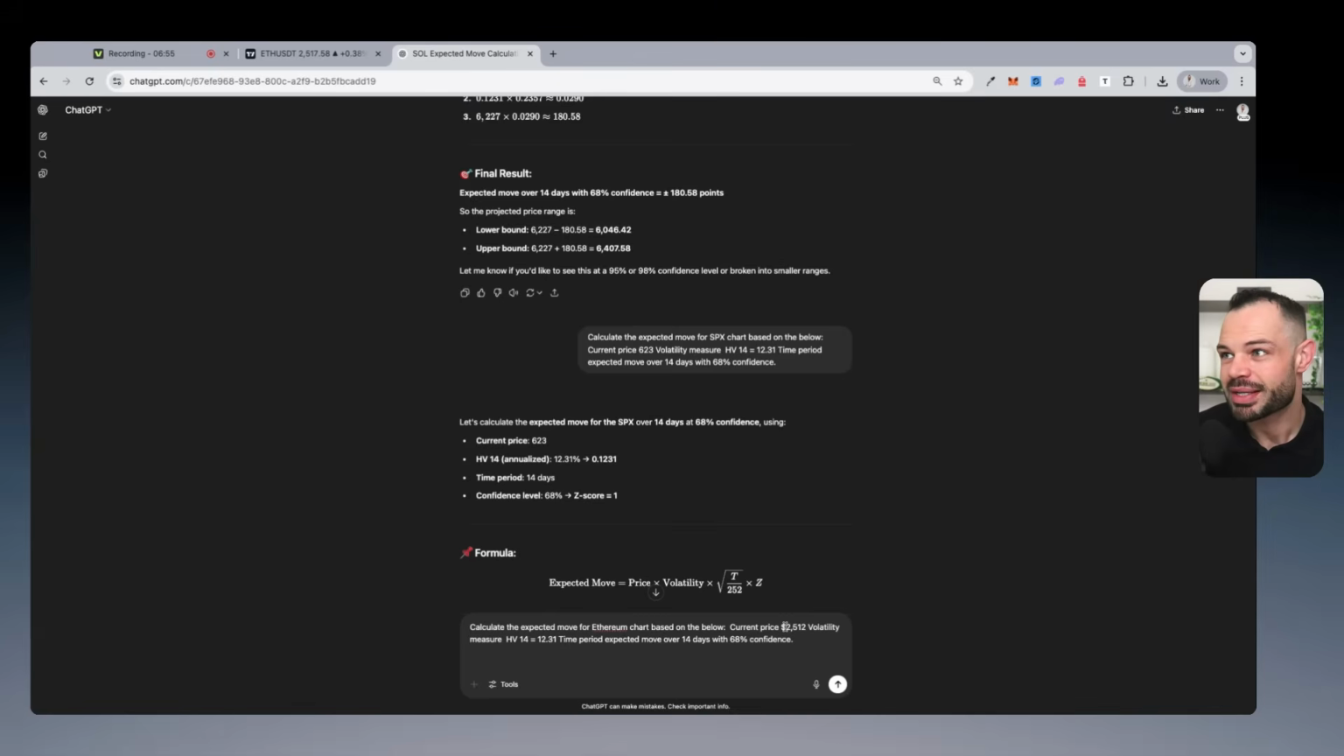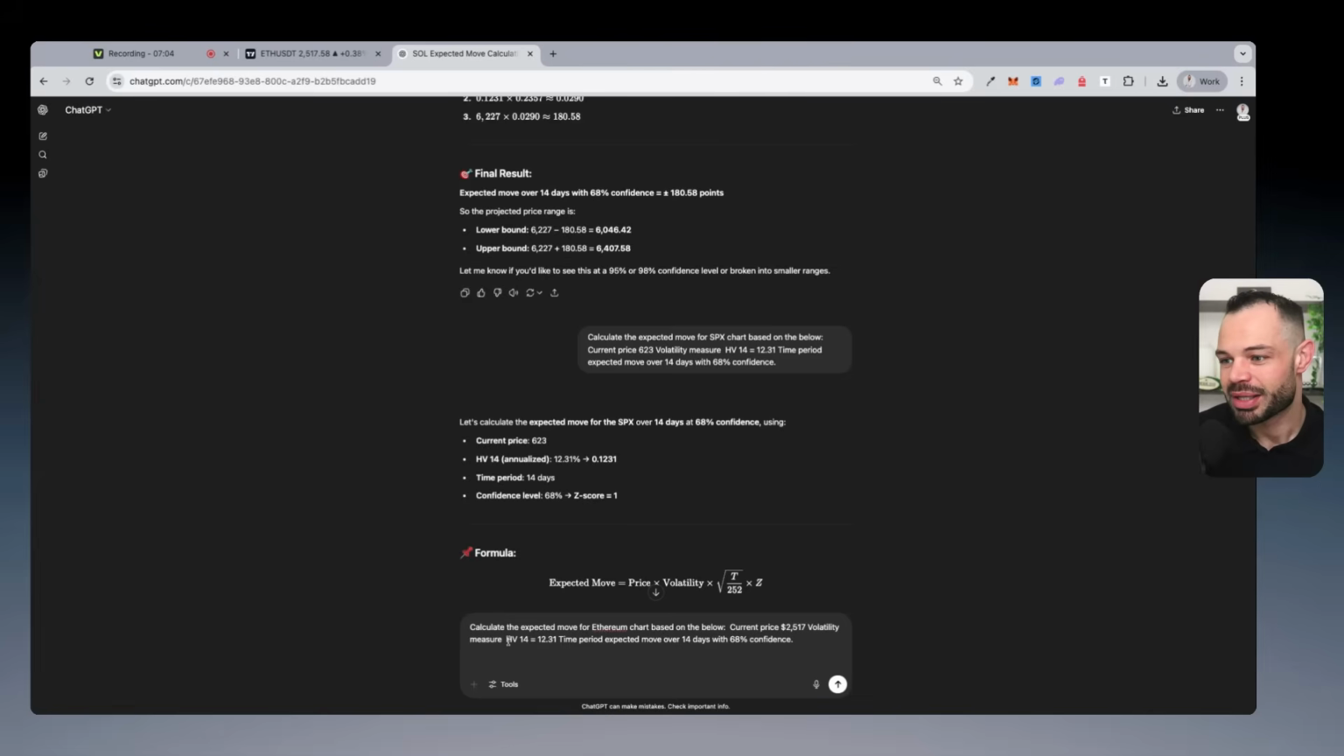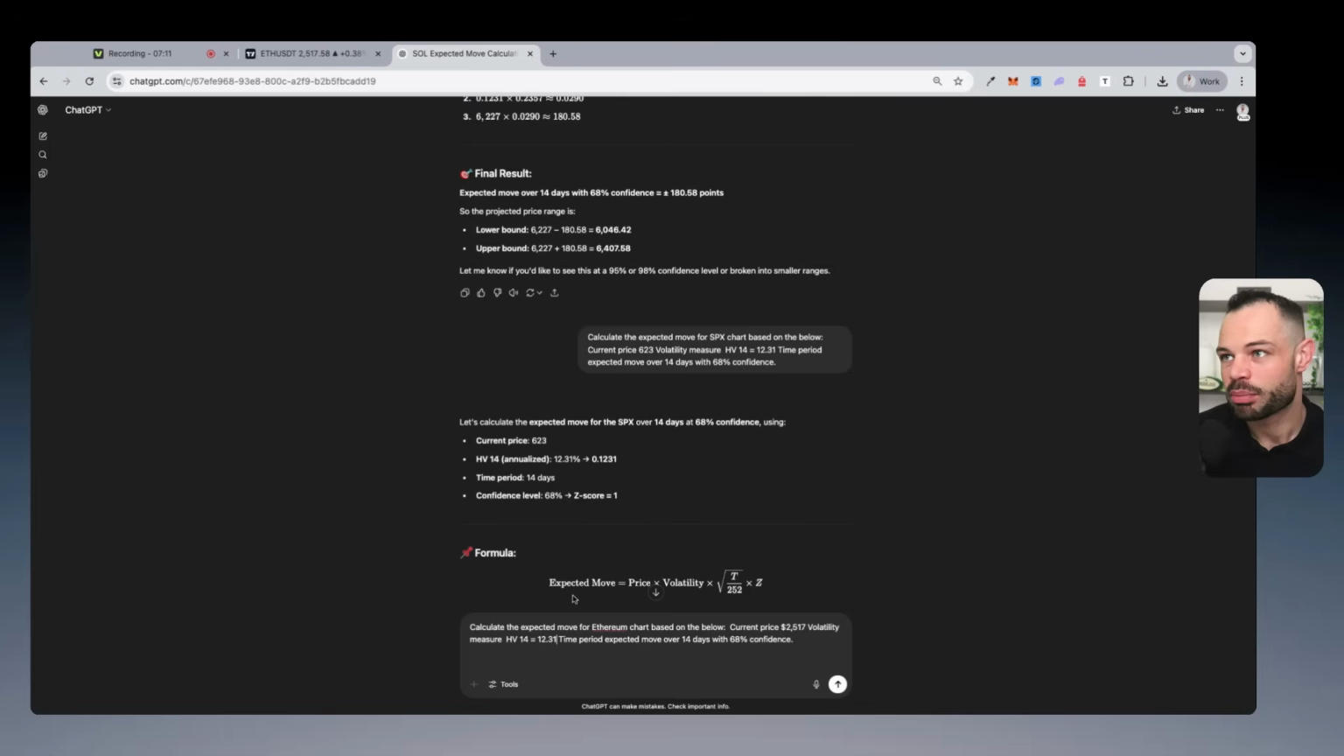So the current price is sitting at 25.17. I'm going to change that last number very quickly. The current price of Ethereum is sitting at 25.17, as we can see on the chart here. The next variable is the historical volatility score. So the HV14 is equal to, in this case, 61.23, which I need to plug into this particular prompt. And we want to calculate the expected move over the next 14 days with 68% confidence.